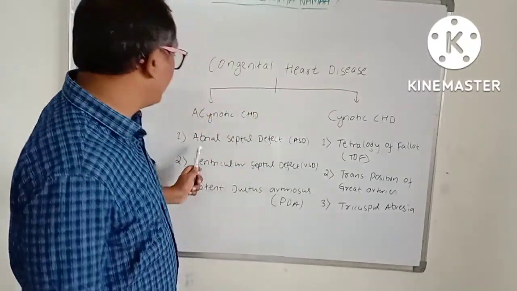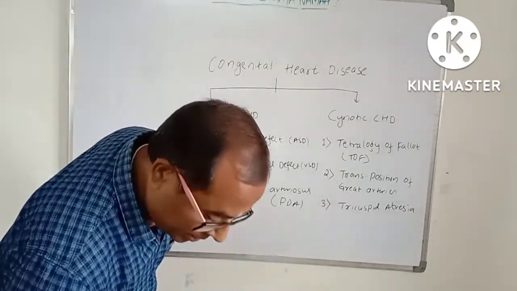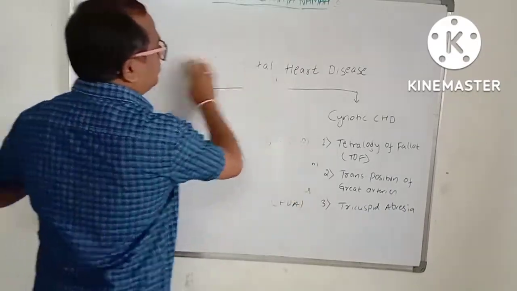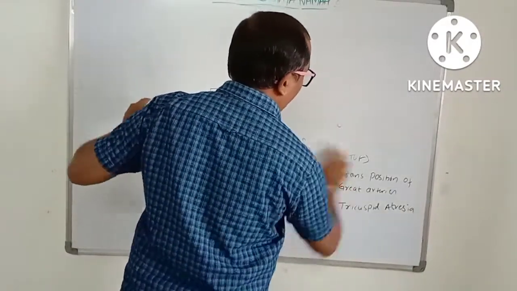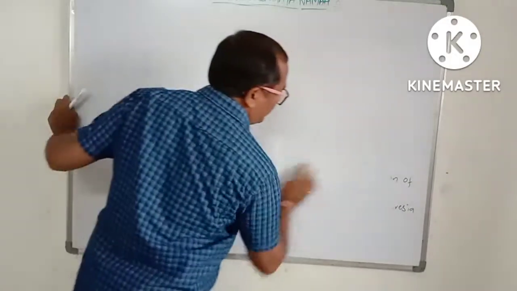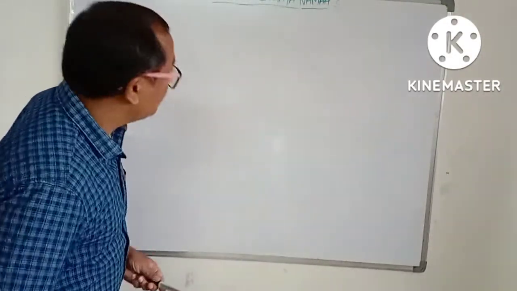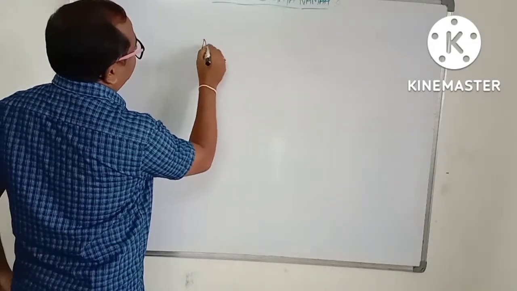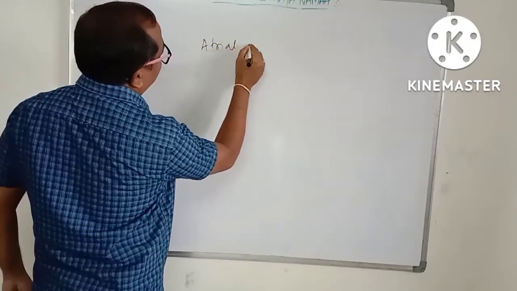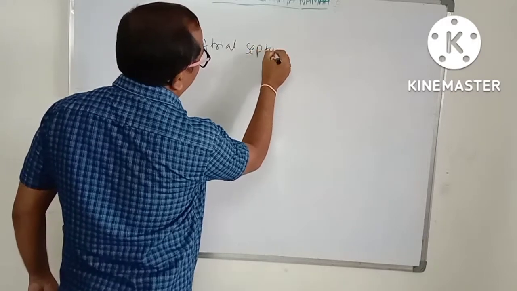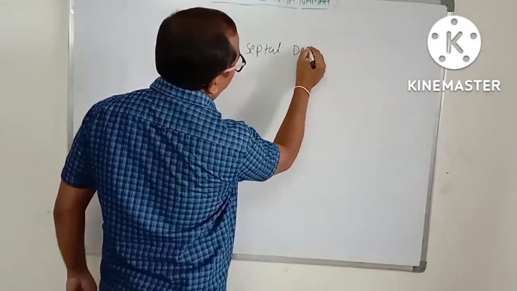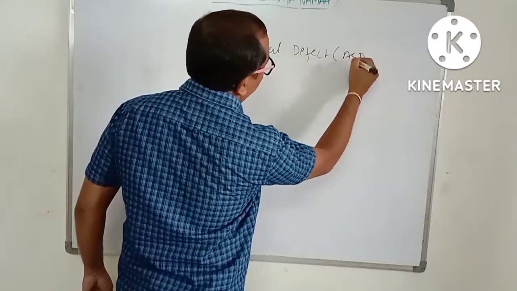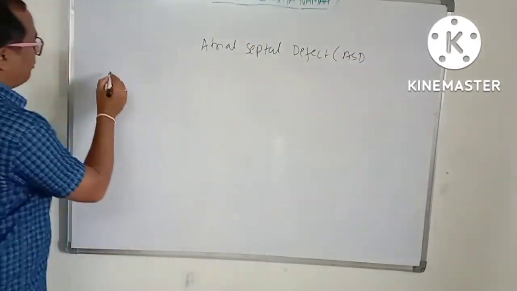So let's start with the atrial septal defect right now. Okay, so let's begin with the atrial septal defect, which is known as ASD. Okay, so first one is the definition.